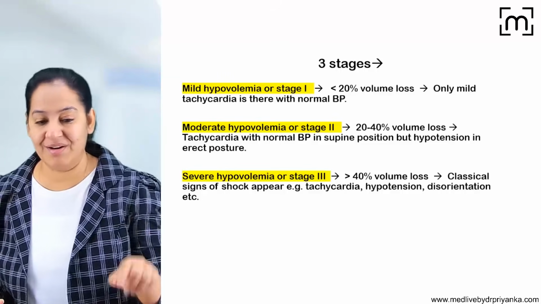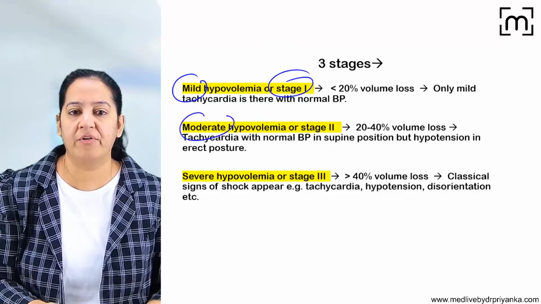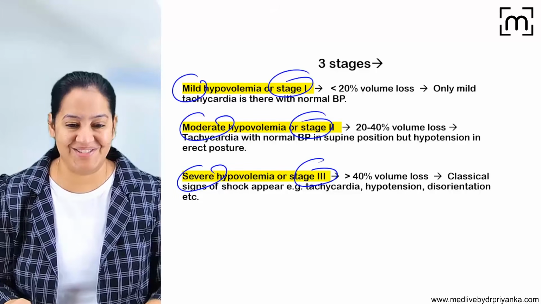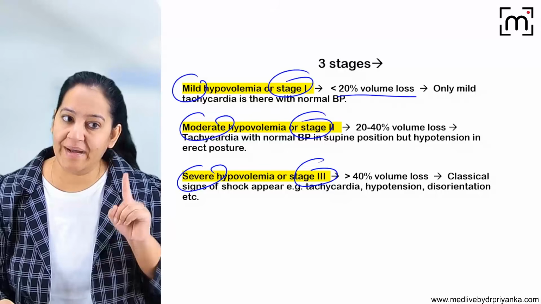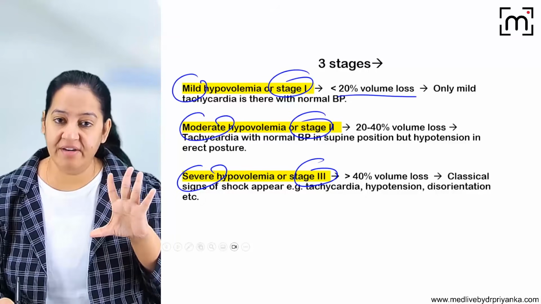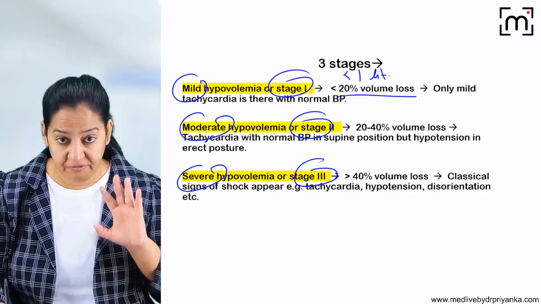So what are the stages? There are 3 stages in hypovolemic shock. Mild, stage 1. Moderate, stage 2. Severe, stage 3. Stage 1 is when less than 20% of the volume is lost. What is 20%? 20% of 5 liters is 1 liter. So less than 1 liter is lost, and still 4 liters is there.